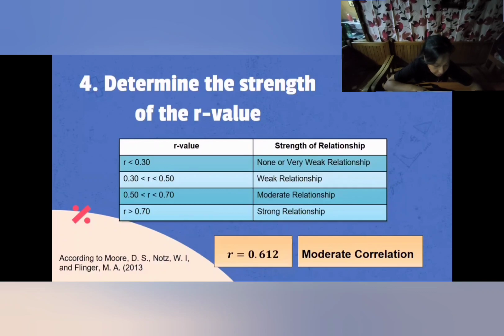Okay, we now have the r value 0.612. The strength of relationship on this is moderate correlation. It means service quality and customer satisfaction, based on the example, have a moderate correlation. It means they are moderately correlated to each other. It means there is a 61.20% correlation between the two of them.